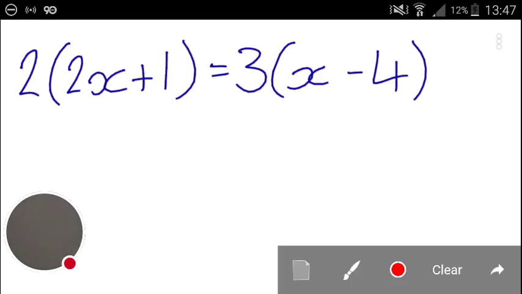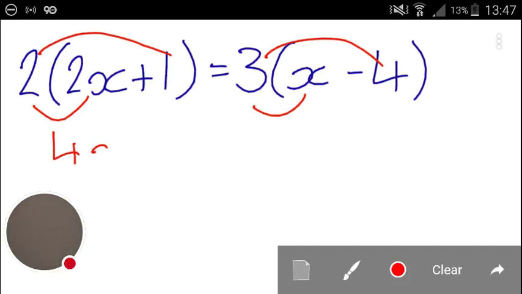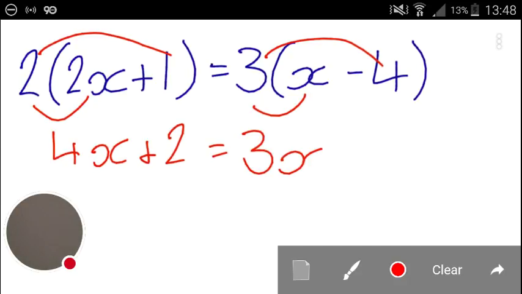To solve this one, expand. So, in this case, I need to expand both sides of the equal sign, as there is a bracket on both of them. So, 2 times 2x gives me 4x. 2 times 1 gives me 2. 3 times x gives me 3x. 3 times minus 4 gives me minus 12.